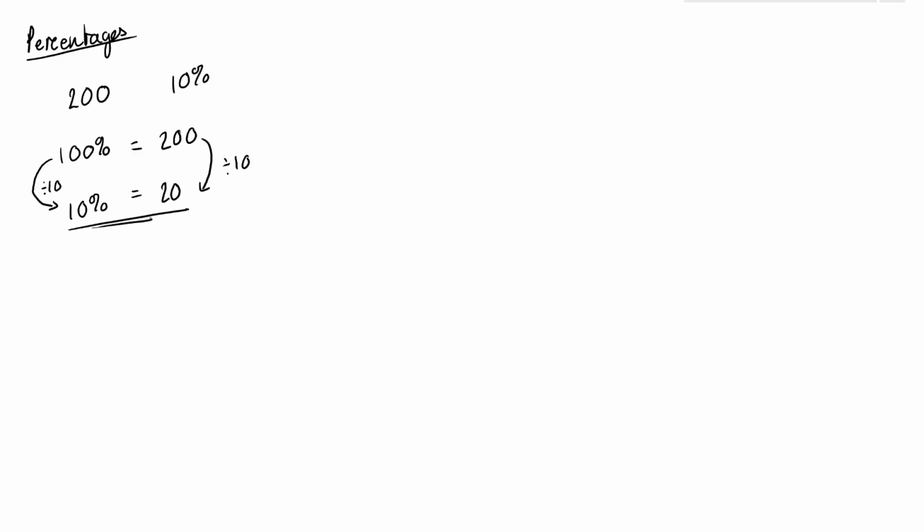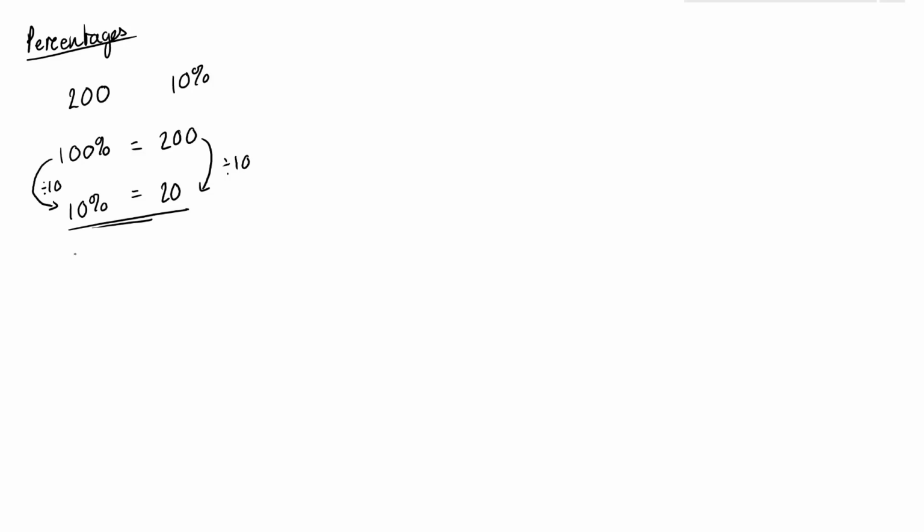So let's say I have a number which is let's say 200 for now. Okay, so I have 200 and I want to find what is 10% of 200. In order to do this, I know that 100% of this number is the number 200 and 10% is going to be some number that's less than 200. Now, to get from 100 to 10, I can divide by 10, which means if I do the same thing on the other side, it will give me 20, and therefore 10% of 200 is equal to 20.